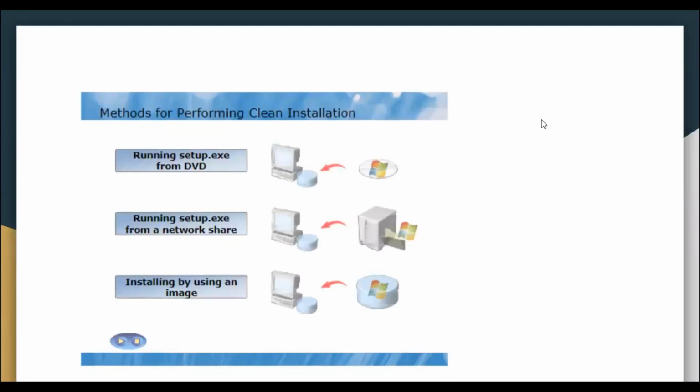First, running setup.exe from DVD. Second, running setup.exe from a network share. Third, installing by using an image. Before you can start the installation of Windows 7, you need to create a bootable USB or DVD of Windows 7. Install the Windows 7 USB DVD download tool.